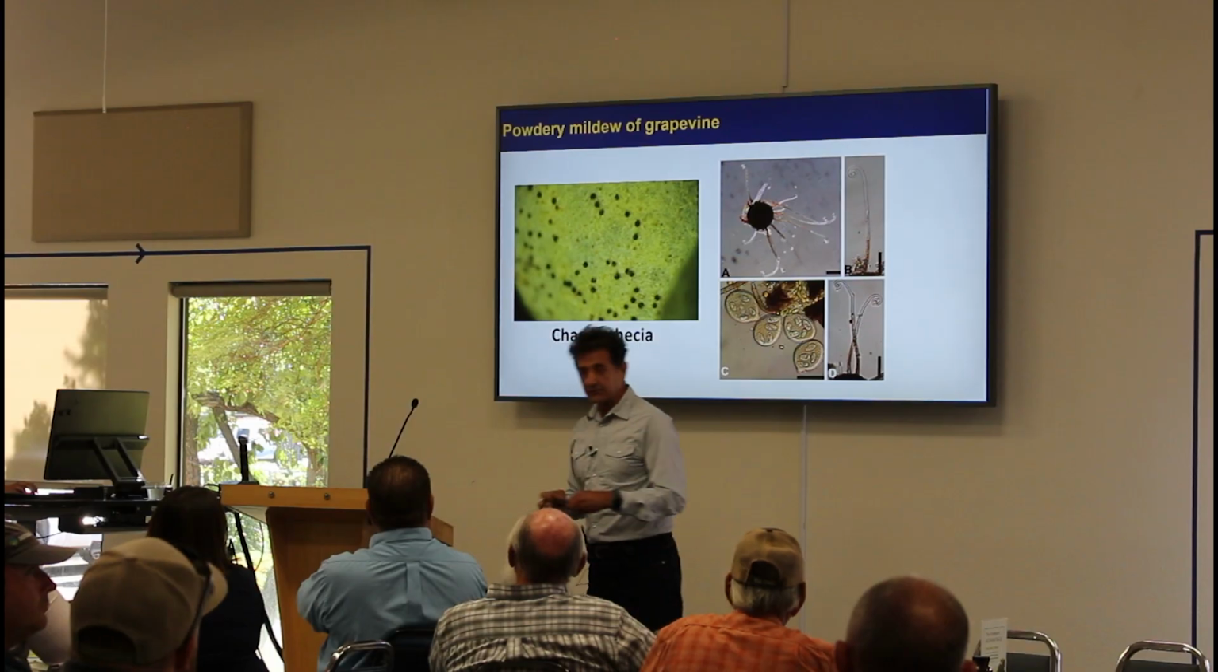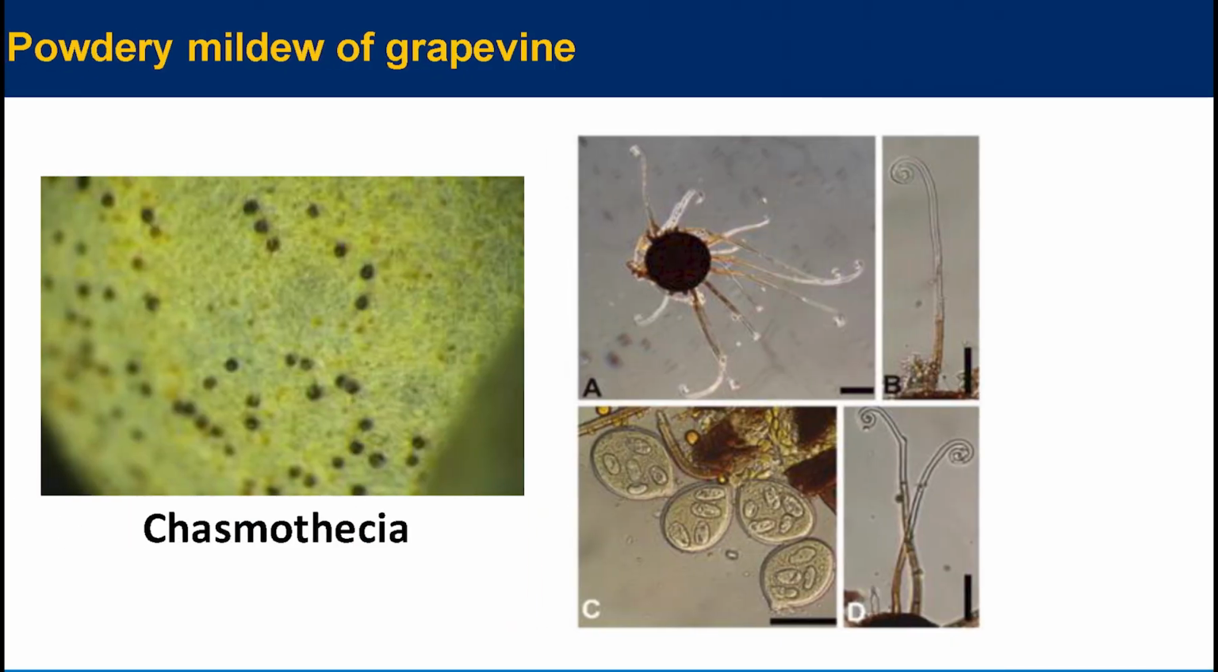So I'm going to start with powdery mildew. Powdery mildew used to be known as Uncinula necator, and now it has a new name, Erysiphe necator, which is the new name that was established. This disease is native to North America. It was first identified on the East Coast, later moved to the West Coast, and after that moved to Europe. So this is one of the diseases that Europe actually got from the United States.